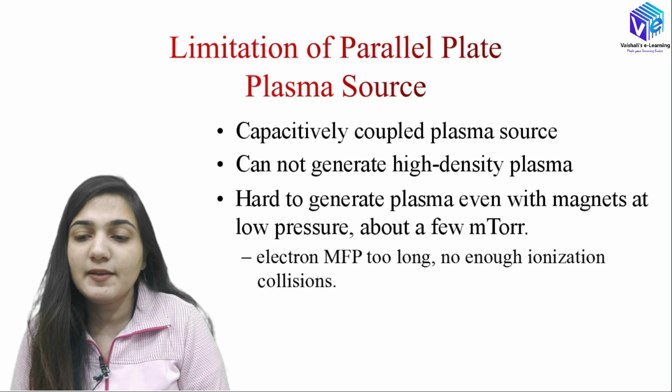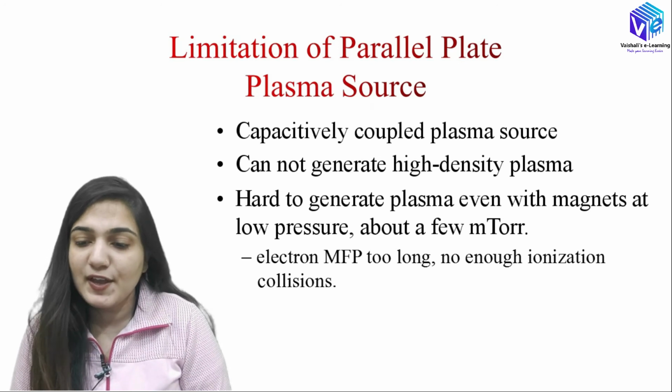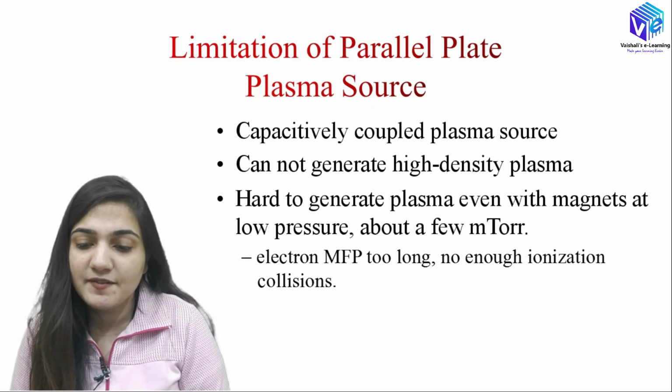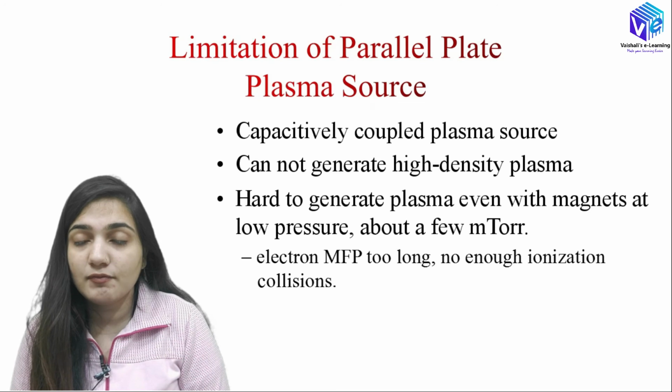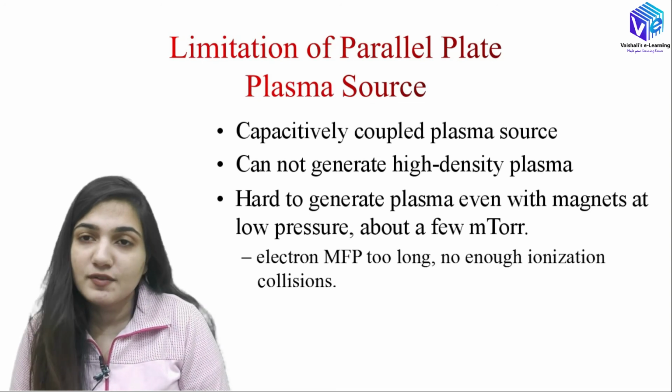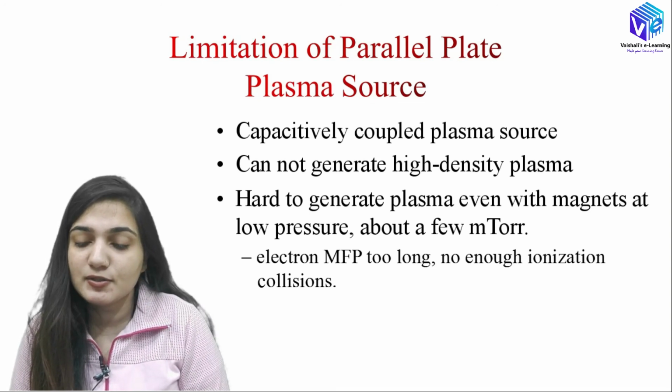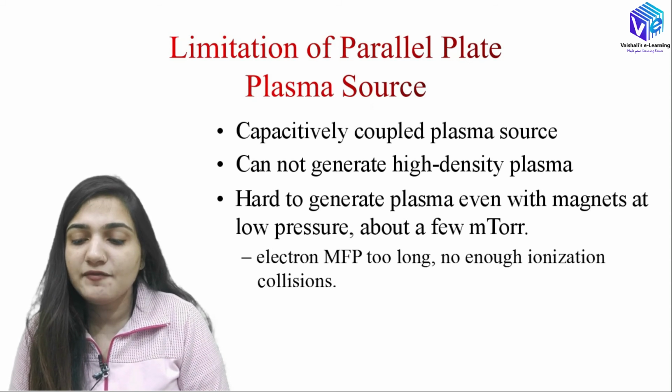So now coming to the limitations of the parallel plate plasma source. We will have a capacitively coupled plasma source. We cannot generate high density plasma very easily. It is hard to generate plasma even with magnets at low pressure, about a few millitorr. So now I cannot use even the magnets, and it is very difficult to generate high density plasma. The electron mean free path will be too long and there will not be enough ionization collisions.